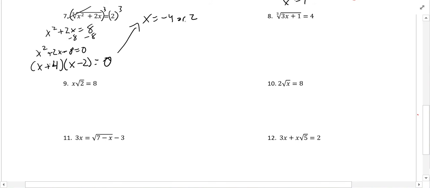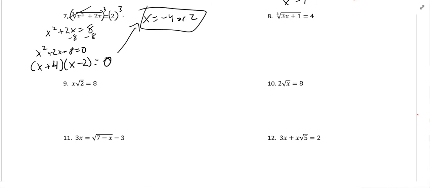And remember, we need to check both of these. And be careful here because it's a cube root. So when you plug it in here, you would get negative 4 squared, which is 16, plus 2 times negative 4, which is negative 8. So 16 minus 8 is 8. The cube root of 8 is 2, so 2 equals 2. And then when you go ahead and plug in 2, that would also work. So both of these work. So they're both solutions.